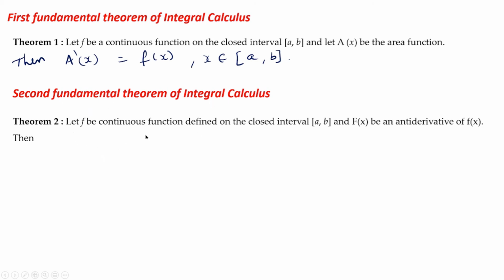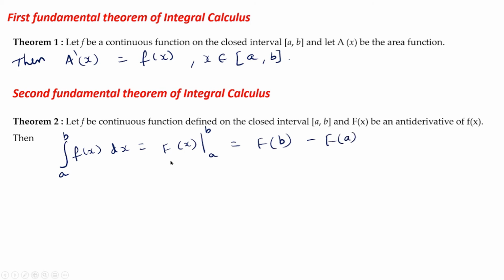And now moving on to the second fundamental theorem of calculus. Let f be a continuous function defined on the closed interval a comma b, and capital F of x be an antiderivative of f of x. Then we have integral a to b f of x dx is equal to the antiderivative of f of x with the limits a to b. This is equal to F of b minus F of a.